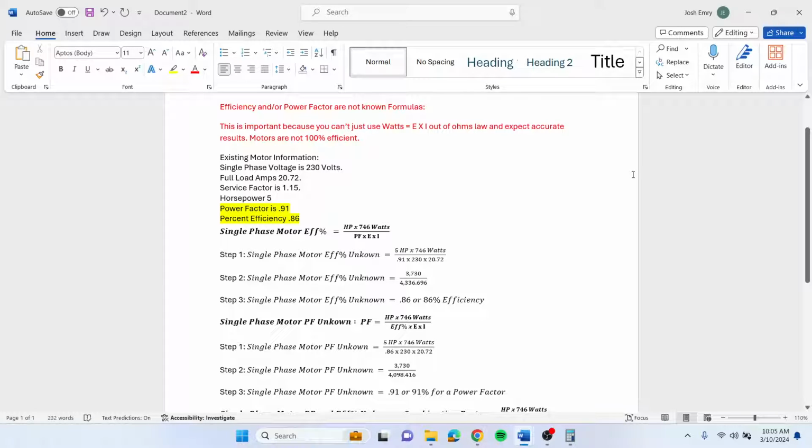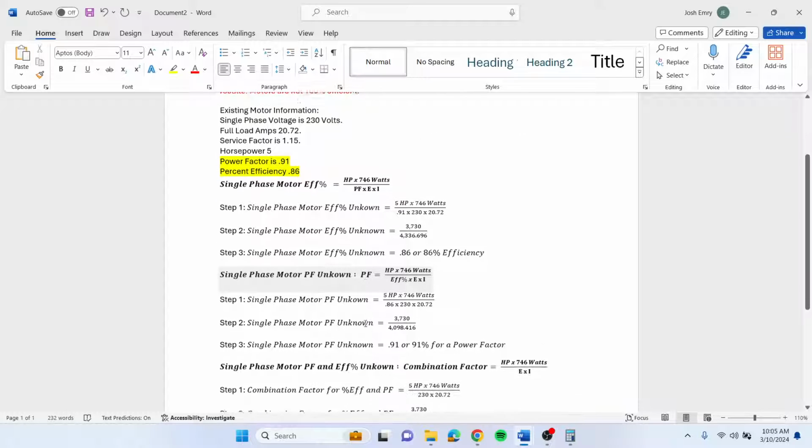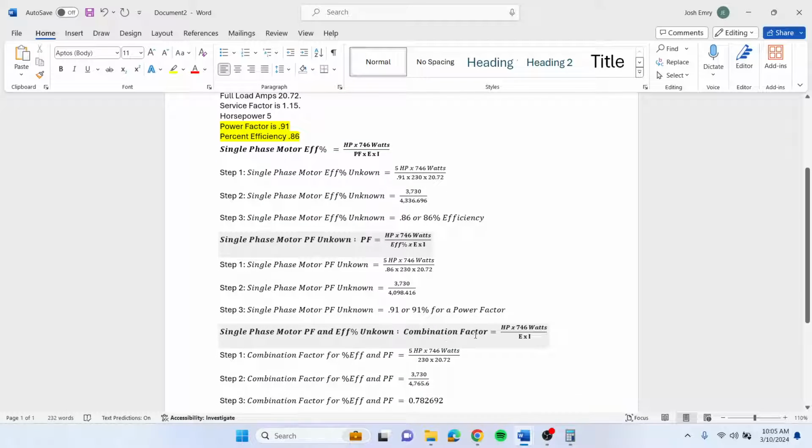These next three formulas we're going to use will help you solve for either efficiency, if the power factor is known but not the efficiency, or solve for the power factor if the efficiency is known but not the power factor, or a combination of both.